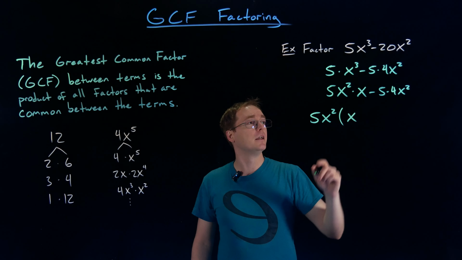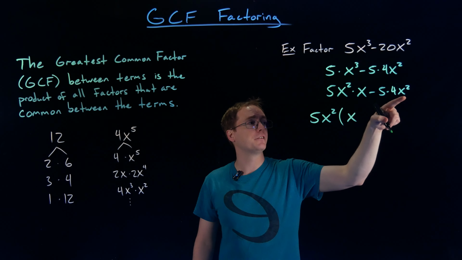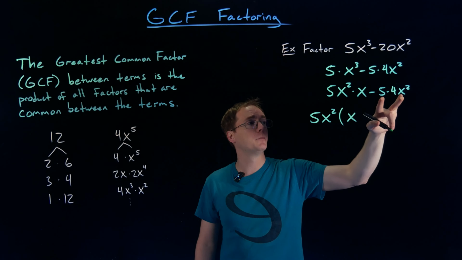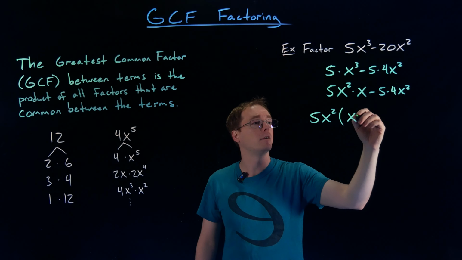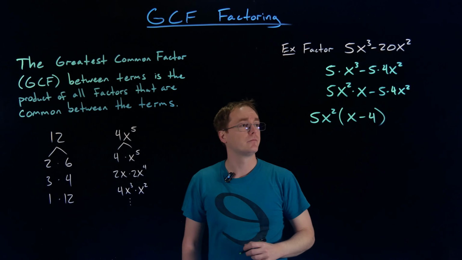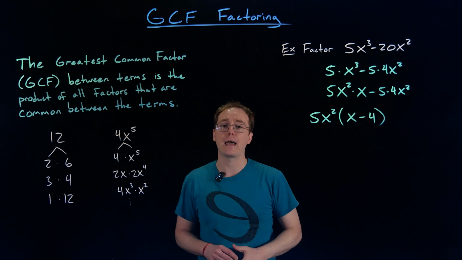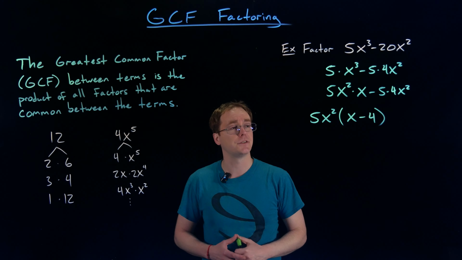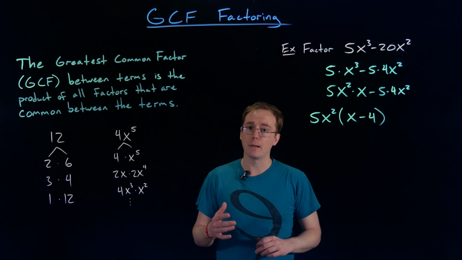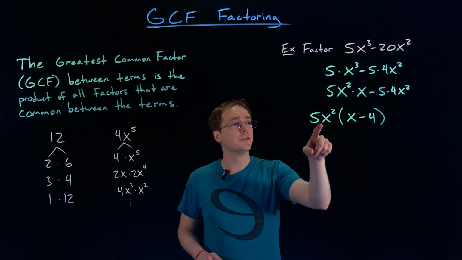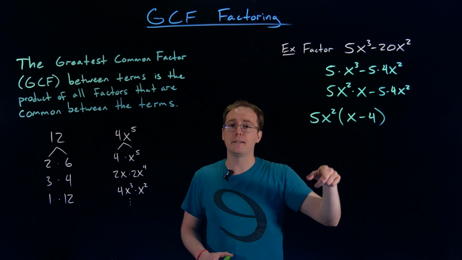Okay, so if we remove the factors of 5x squared from the first term, we're just left with that factor of x. If we remove the factor of 5 and the factor of x squared from our second term, then we're left with negative 4. And so that's it. That's the factored form of our original expression by pulling out that greatest common factor, in this case, 5x squared.